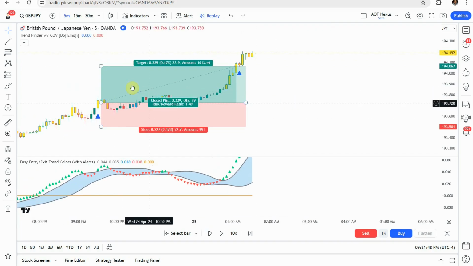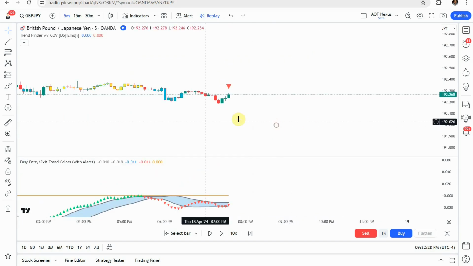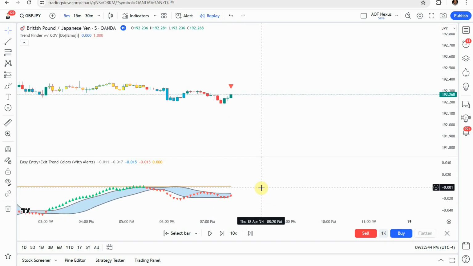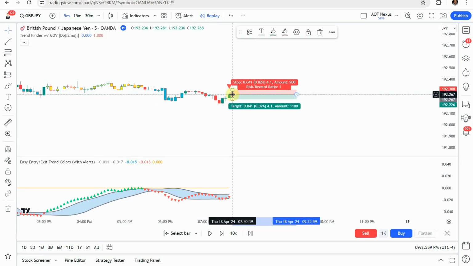And it takes a little bit, but we eventually make our way up there, getting us to our take profit. And for a short trade, what we are looking for is going to be the red arrow from the trend finder indicator. And when we get that red arrow, we're then going to look down to the easy entry exit. We want that blue cloud, the lines to be below that 0 line at the orange line there. And lastly, we want the easy entry exit to have a red arrow as well as the red arrow from the trend finder. Once all those line up, that's going to be your signal to enter into a short.